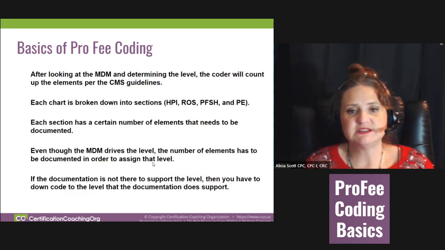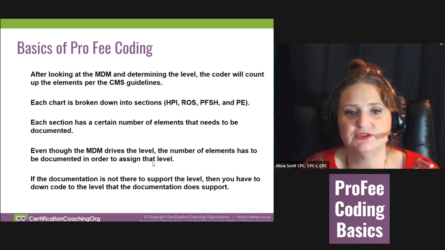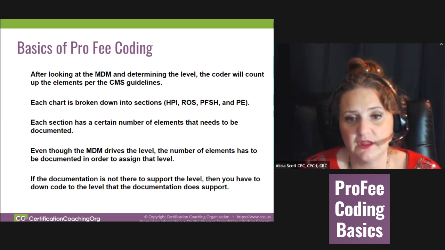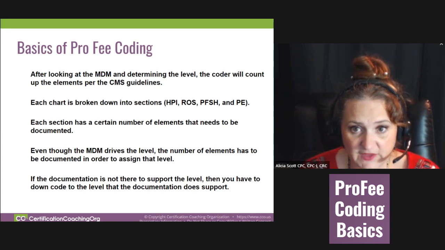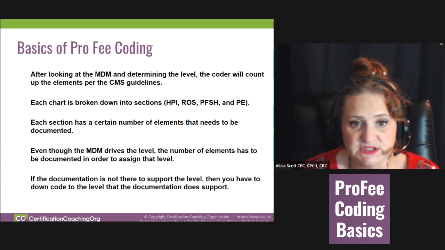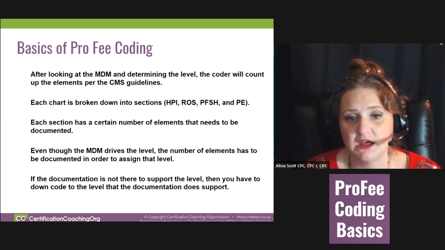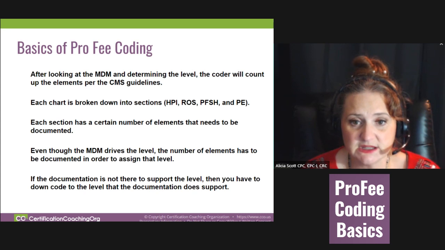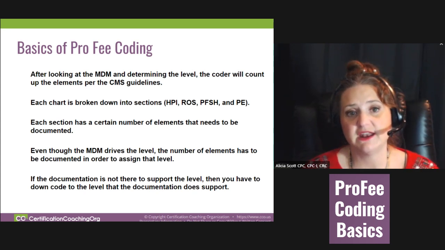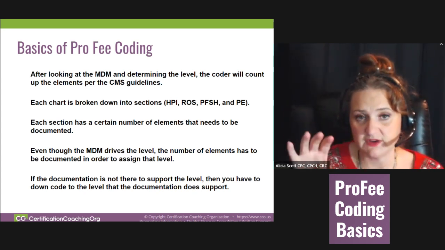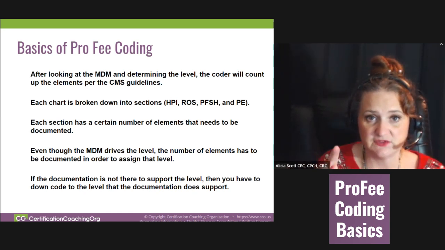Now, medical decision making helps you in part look at your E&M for ProFee. But there are still other elements, and I've been talking about them. The HPI, history of present illness. This is where you're going to find out, and it's usually at the very top, you'll see the chief complaint.